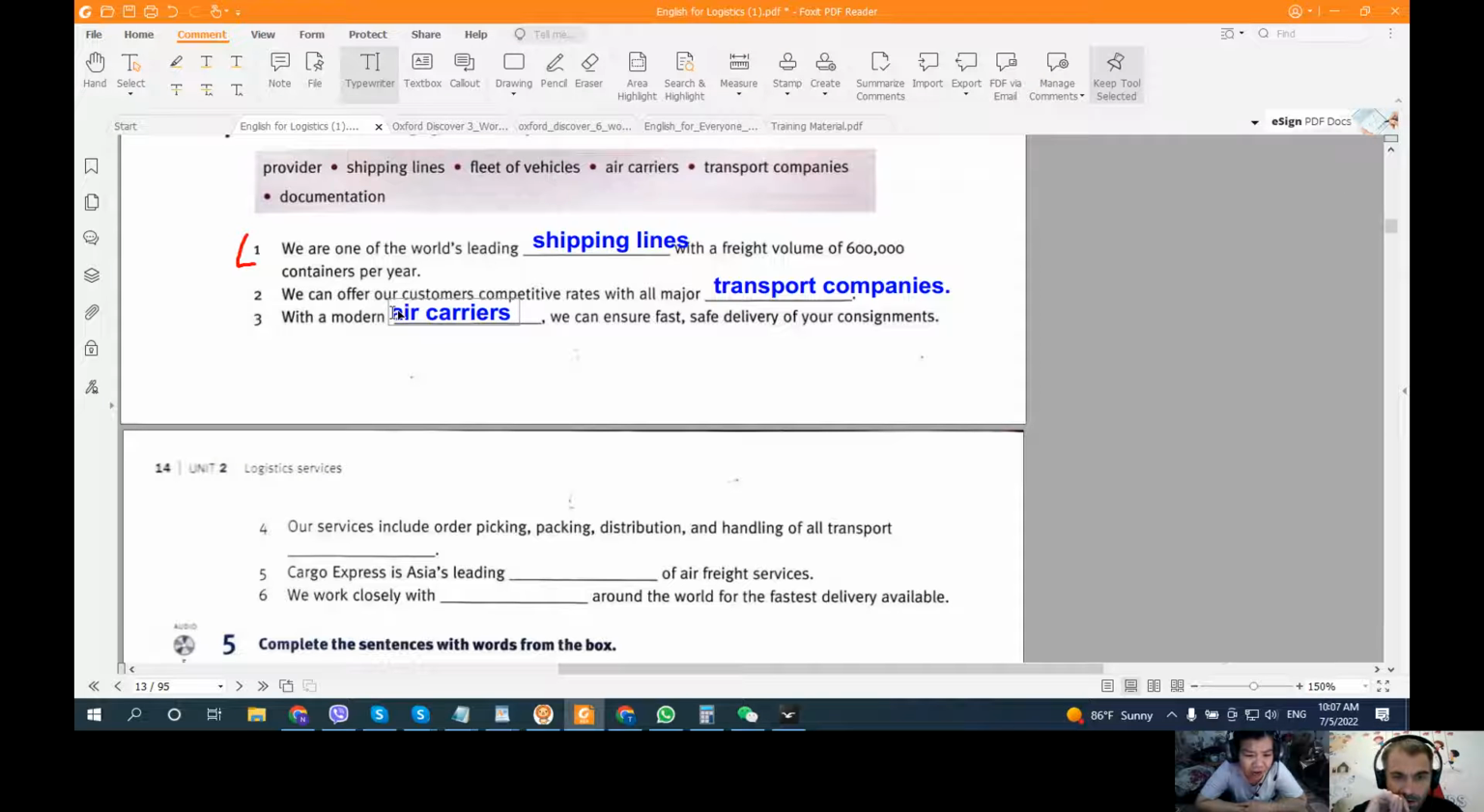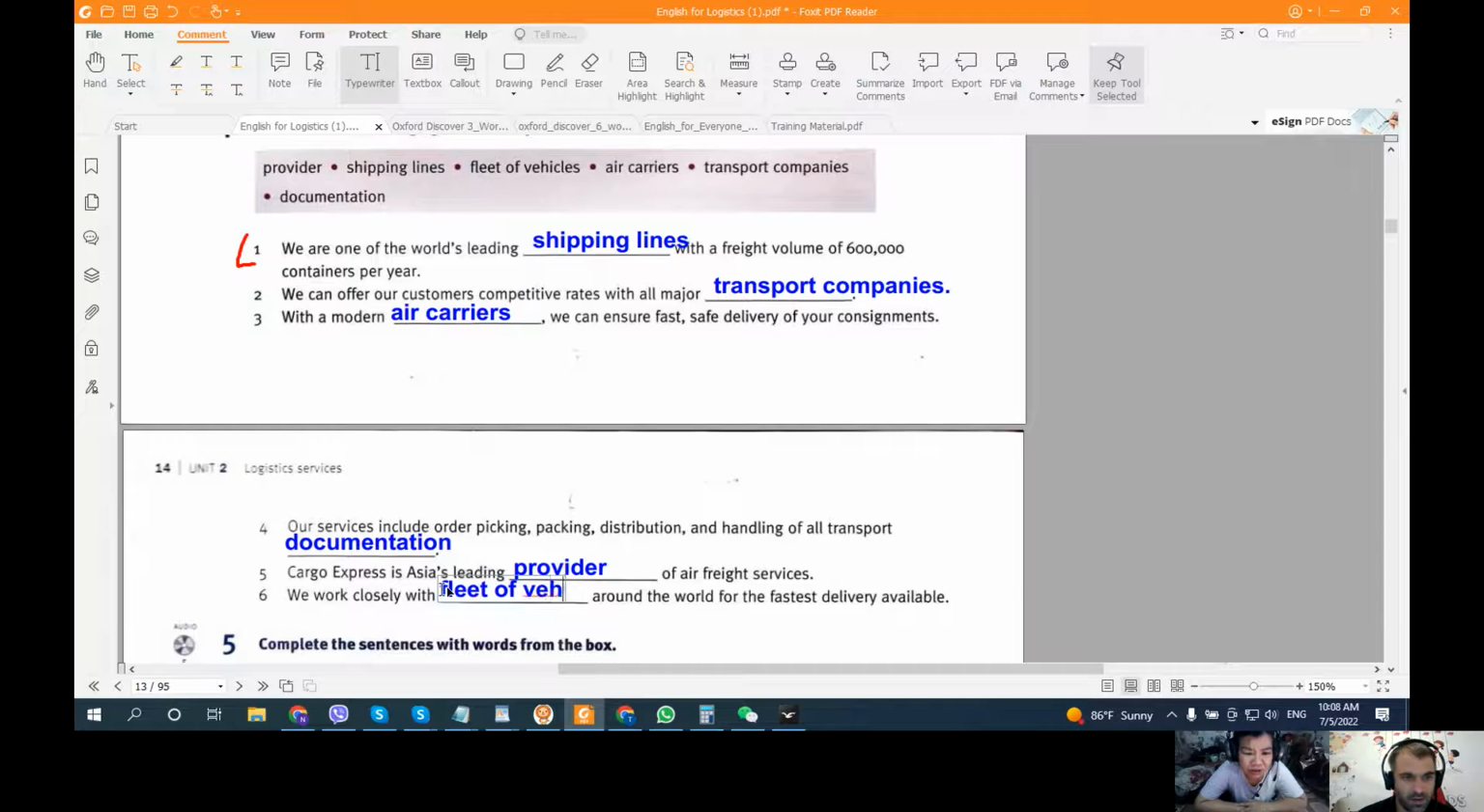Okay. Number 4. Our services include order picking, packing, distribution, and handling of our transport documentation. Okay. Number 5. Cargo Express is Asia's leading provider of air freight service. Okay, and last one. We work closely with a fleet of vehicles around the world for fast delivery.